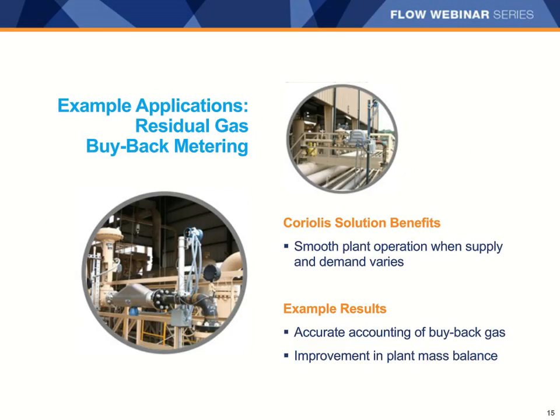Another example is shown in these photos that illustrate how some customers have retrofit Coriolis meters into the buyback lines that are used to take residual gas back into the gas treatment plant when it's needed after a turndown to get the plant back up to capacity. With a Coriolis meter in these lines, the treatment plant has experienced improvements in accounting on produced gas as well as in the mass balance of the plant overall.